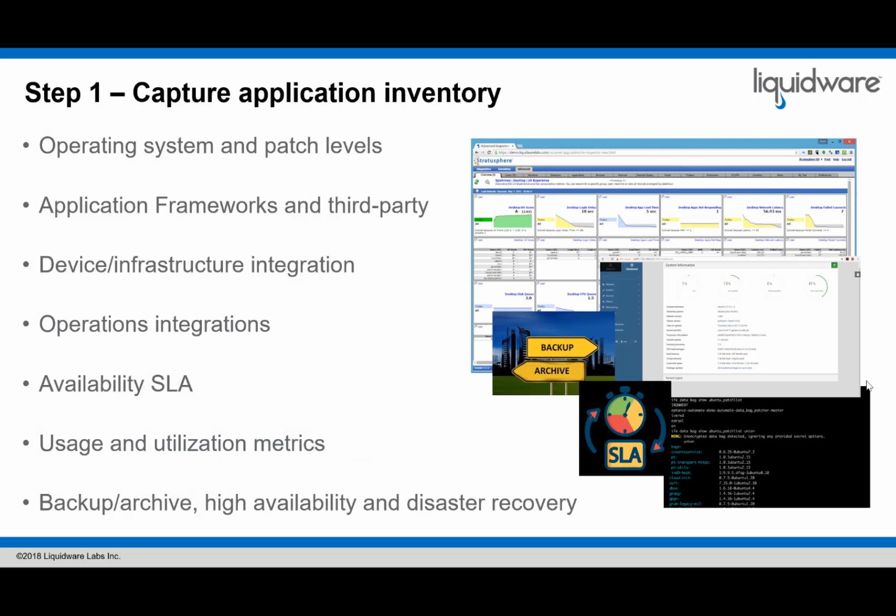Step 1, capturing the application inventory. First of all, we have operating systems, versions, and patch levels. For any servers used by a candidate application or service, it's really important to note the platform, operating system, version, and what patches have been applied to that specific distro.